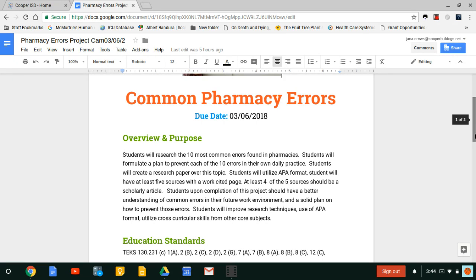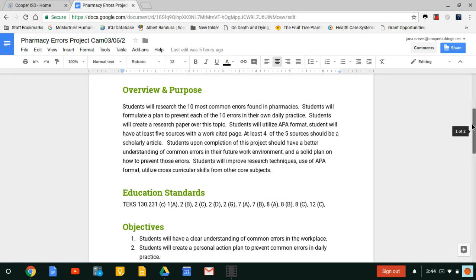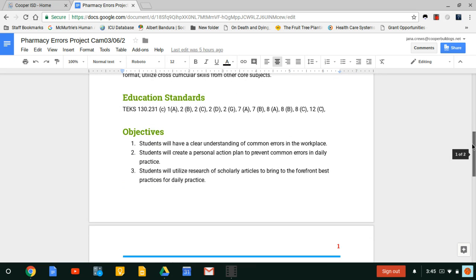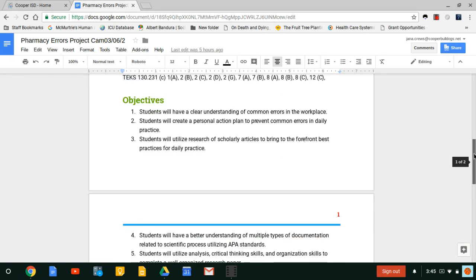Upon completion of your project, you should have a better understanding of common med errors in your future work environment, and you should have a solid plan for how to prevent those errors from occurring in your practice. Also, you should have improved research techniques, use of APA format, and utilizing cross-curricular skills from other core subjects. As you can see, your TEKS are there for this project, and I went over the objectives.